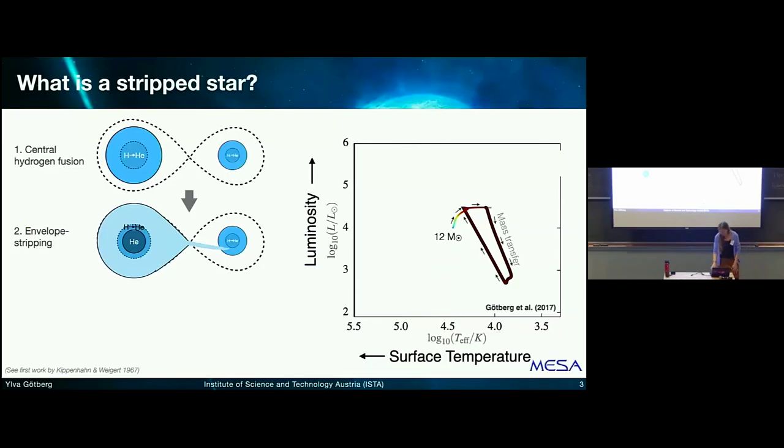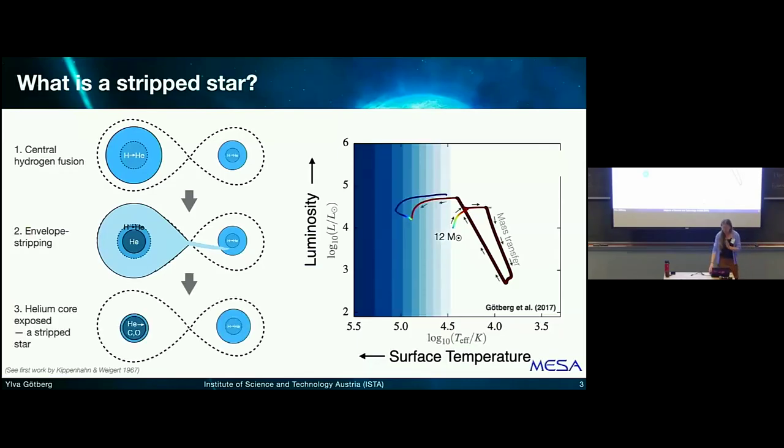What is left now afterwards is just this exposed helium core with a little bit of hydrogen left, and this star contracts to high temperatures. It spends most of the helium core burning lifetime over here at around 80,000 Kelvin, and eventually this star, a 4 solar mass strip star, will explode as a hydrogen-poor supernova.